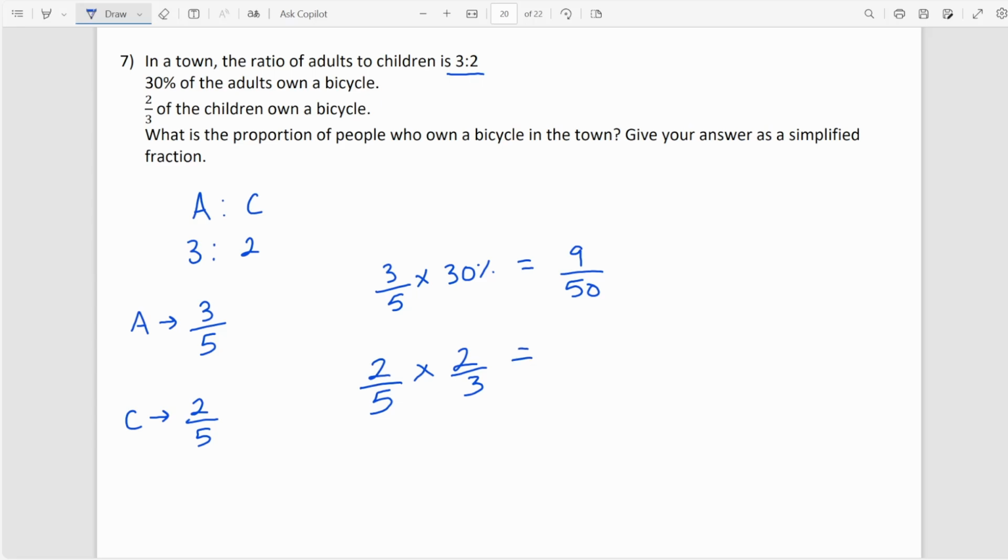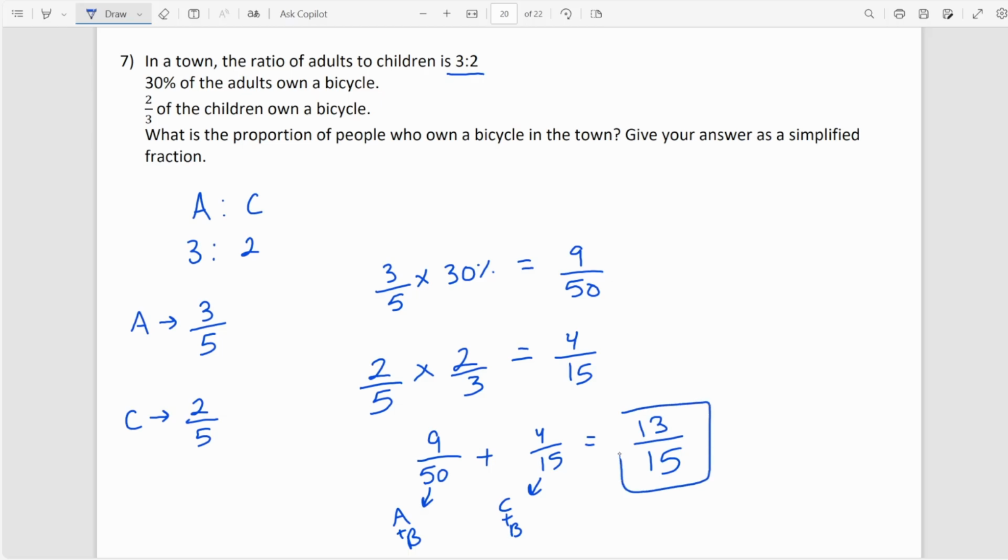And there's no need to plug this. You can just write the answers, 4/15. Okay, so now the question is asking what is the proportion who own a bicycle. I will add those two because this right here, this is the adults with a bicycle. And this right here is the children with a bicycle as well. So plugging this on the calculator gives us 13/15, and this is the proportion. This is the fully simplified fraction.